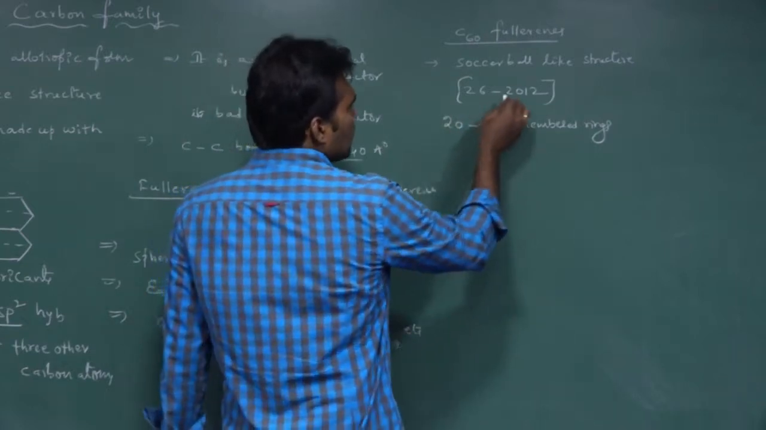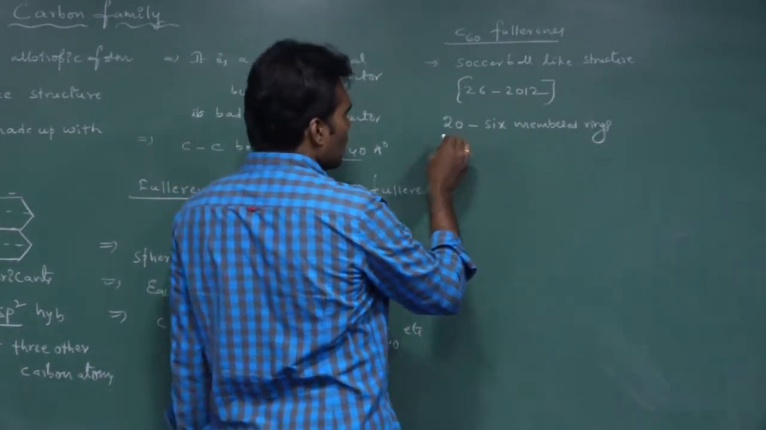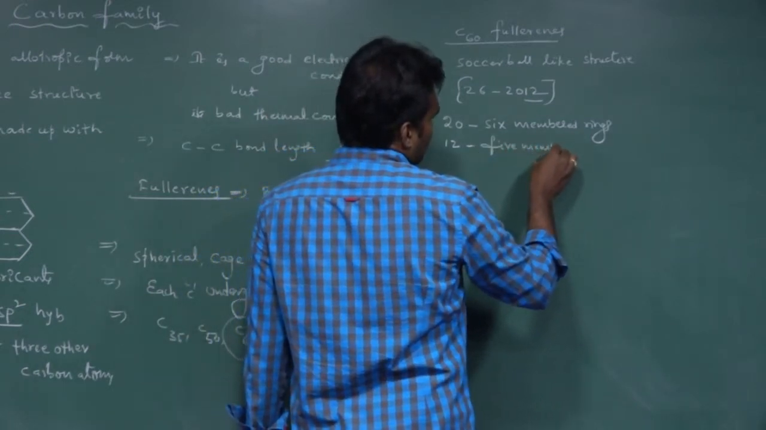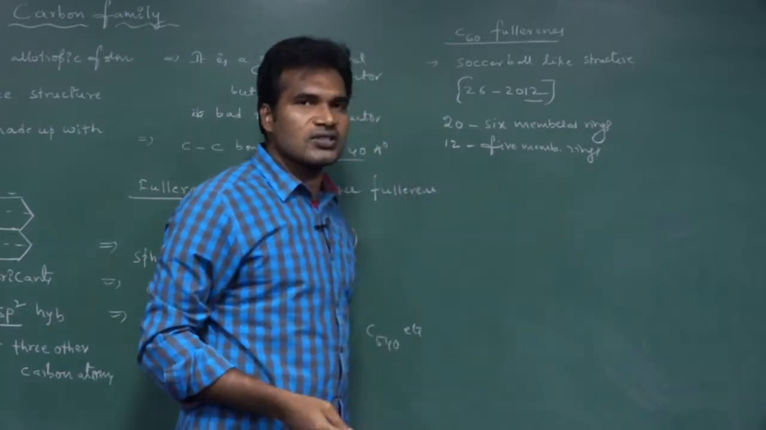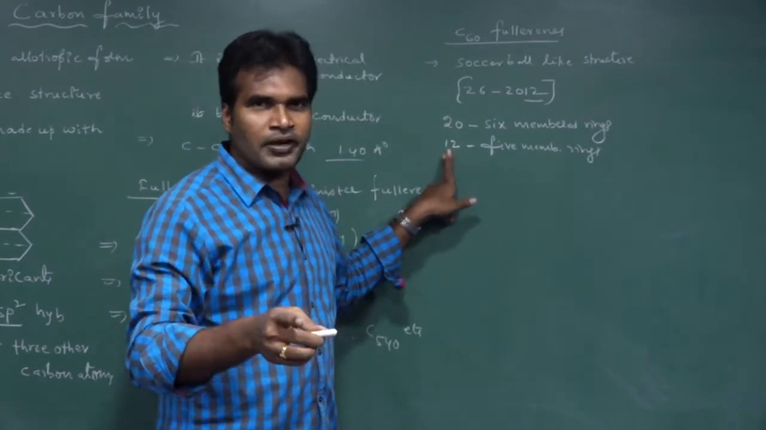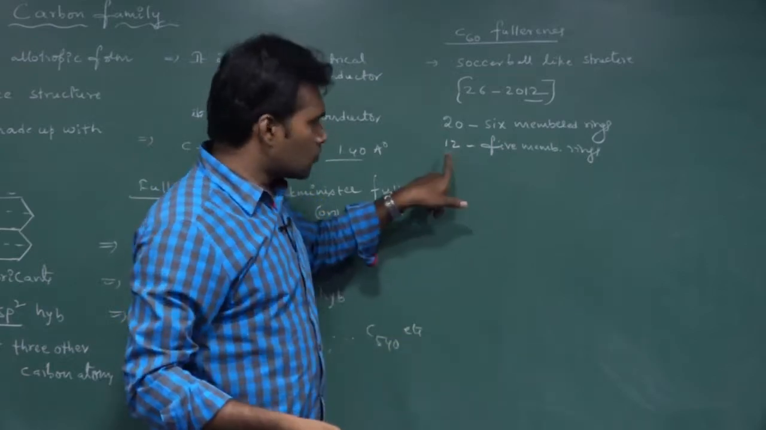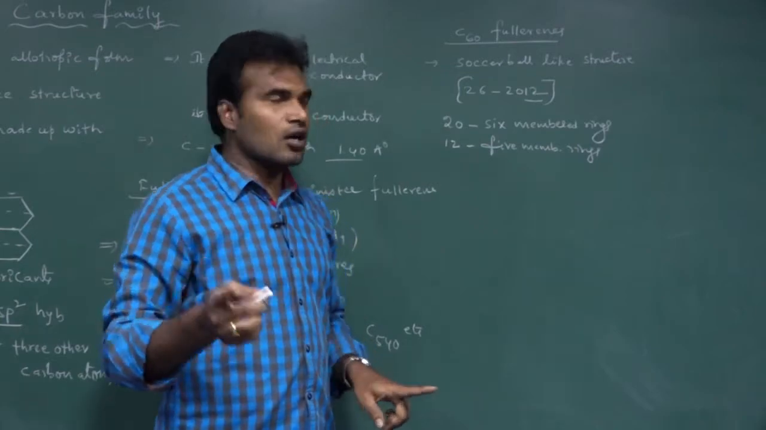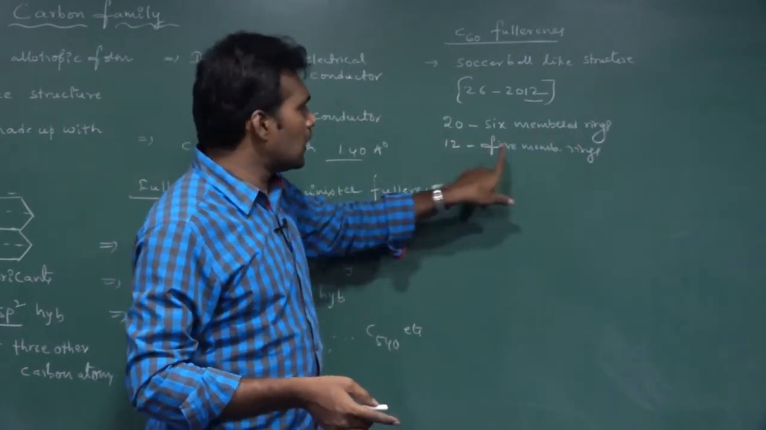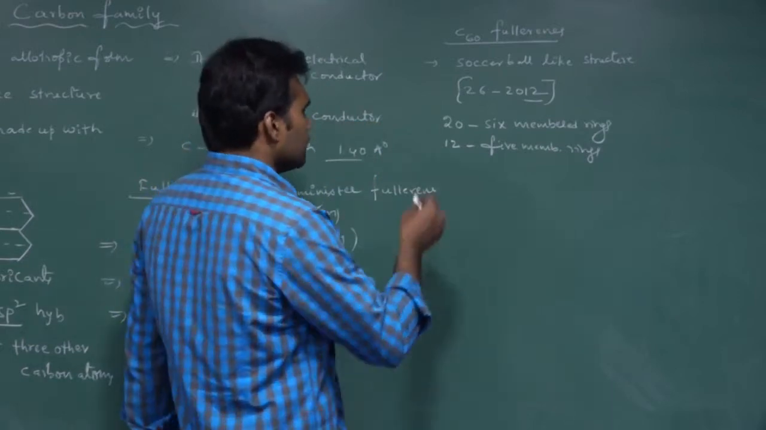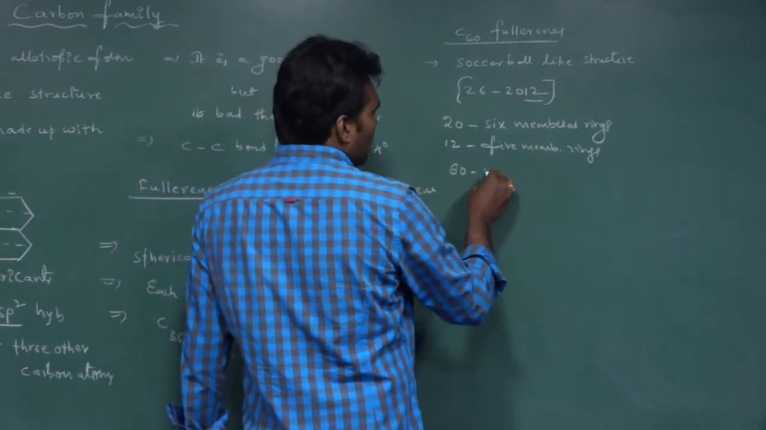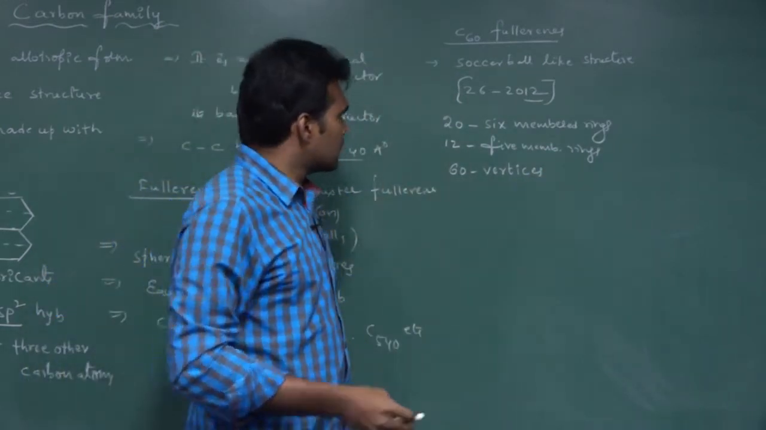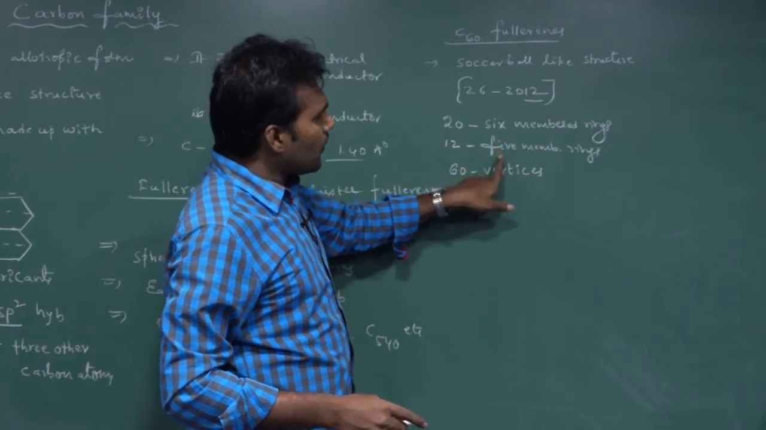Next, 2 plus 1 plus 2, 5. That means a total of 12 five membered rings are there. How many pentagons are there? 12 are there. Very, very important. And this question was asked in NEET 2020: in C60 fullerene, how many hexagons? 20 hexagons and 12 pentagons. And one more thing, total 60 vertices.